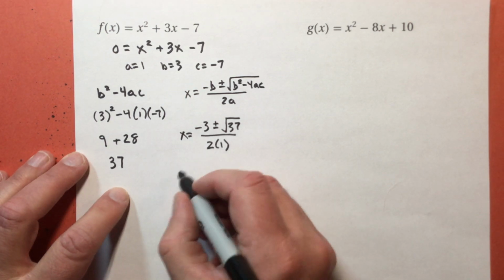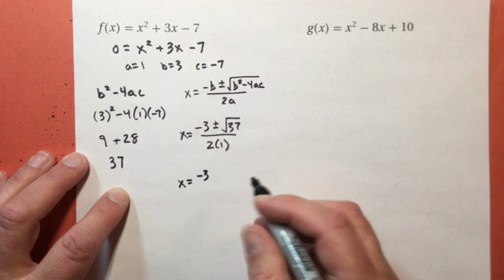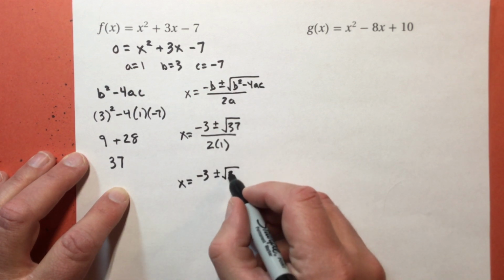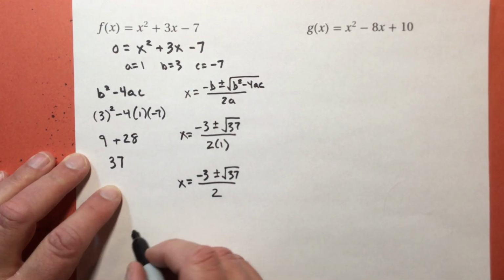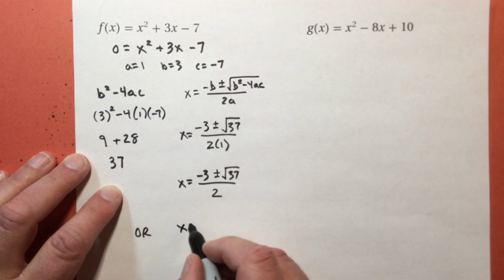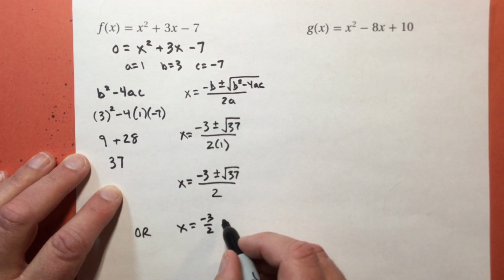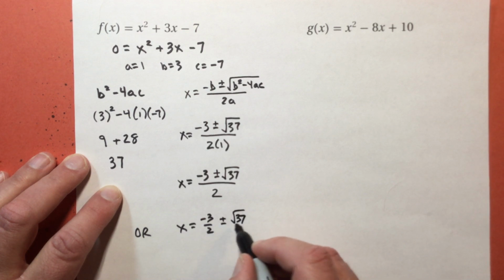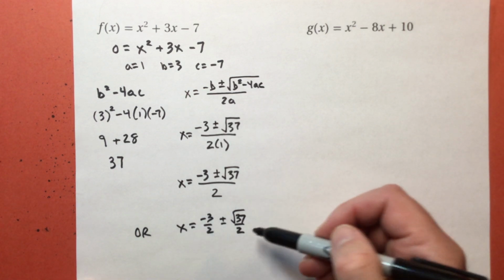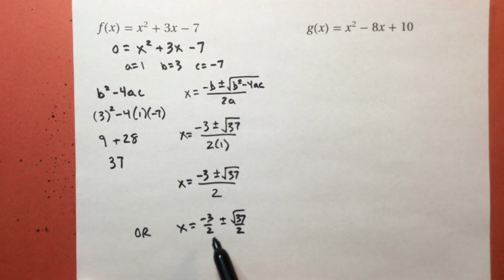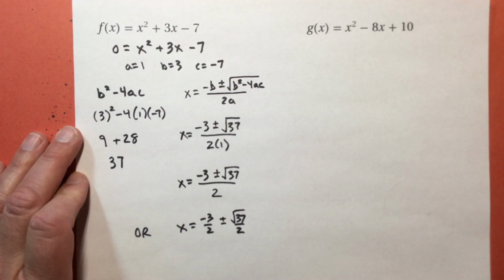So what I get is negative 3 plus or minus whatever the square root of 37 is. And the only thing I have to really do is 2 times 1 equals 2. Now you can leave it like that, or I'm okay if you write it this way. Negative 3 divided by 2 plus or minus the square root of 37 divided by 2. But again, this is okay, that's okay also. You can even write it separately. Negative 3 over 2 plus square root of 37 over 2, and negative 3 over 2 subtract square root of 37 over 2. Because I want to keep reminding you that the plus or minus means I get 2 different solutions.